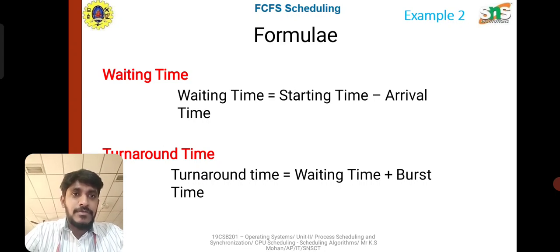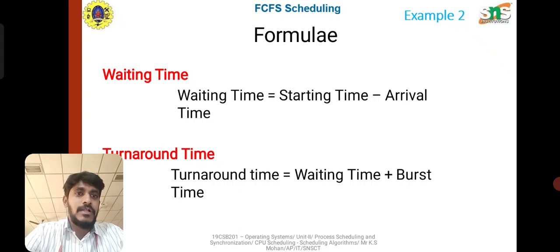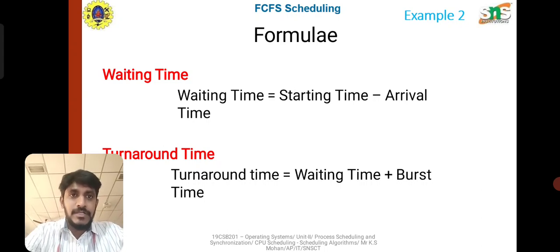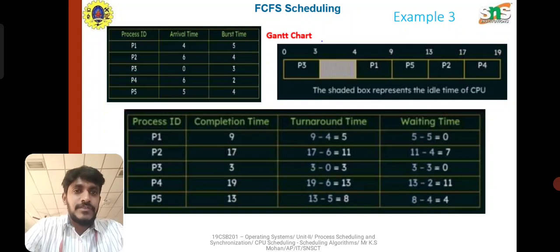Waiting time is equal to start time minus arrival time. Suppose for process P1 the arrival time is 0, and we have the start time to calculate the waiting time: start time minus arrival time. Turnaround time is calculated as waiting time plus burst time. We add them and we get the turnaround time. Then the Gantt chart for FCFS scheduling.